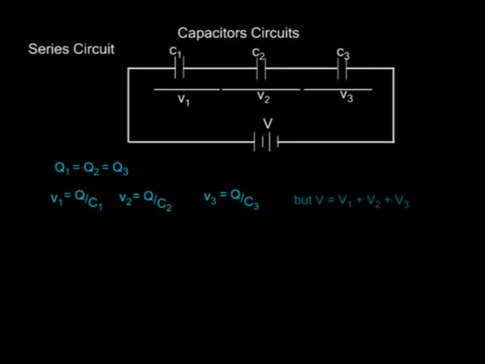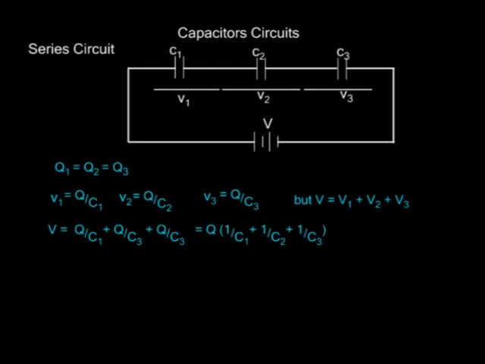But then V, the total voltage, is equal to the sum of the individual voltages. That's V is equal to V1 plus V2 plus V3. Substituting for V1, V2 and V3 in the above, V is equal to Q over C1 plus Q over C2 plus Q over C3, which gives us Q into 1 over C1 plus 1 over C2 plus 1 over C3. The only thing I did there is to factorize Q.